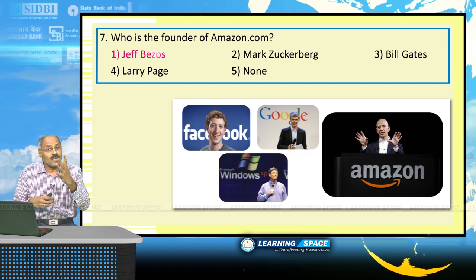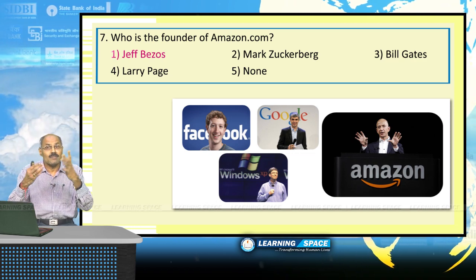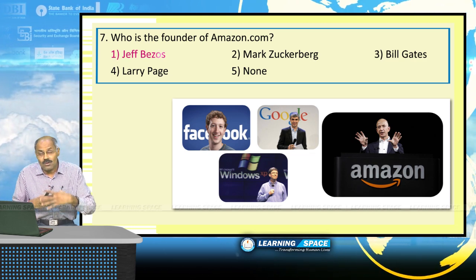He became one of the billionaires at the early age of 20s. Mark Zuckerberg is the founder of Facebook.